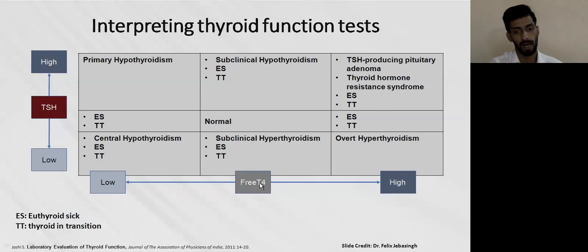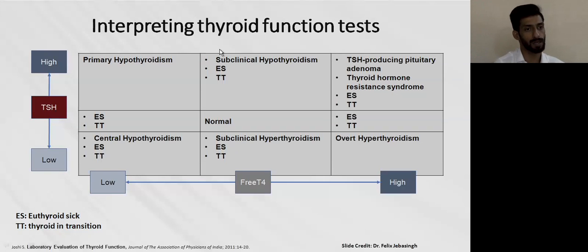Okay. Now, for the same thing, TSH being high with the FT4 being normal, subclinical hypothyroidism. This is easy. Central is easy. Overt hypothyroidism is easy to understand. Please remember, Euthyroid Sick and thyroid in transition can come with both extremes of TSH and both extremes of T4. Now, this is something that we need to see. This probably is something new.